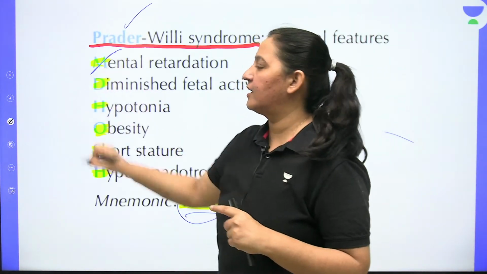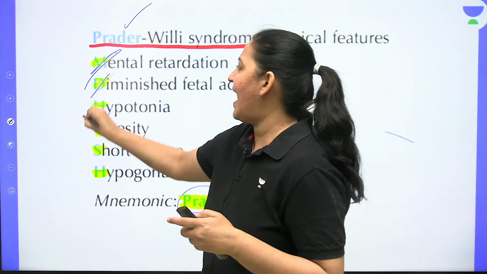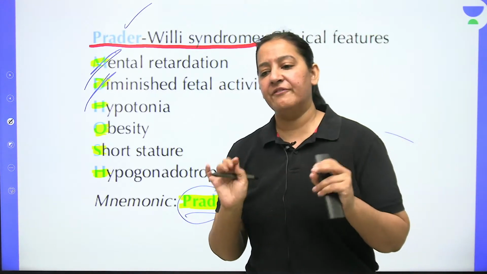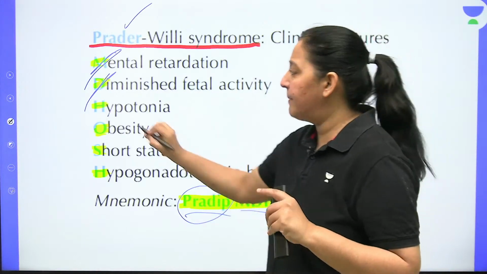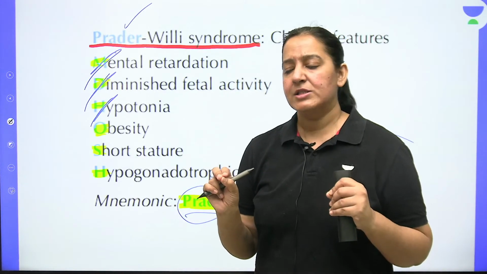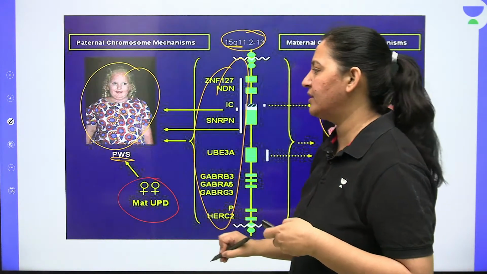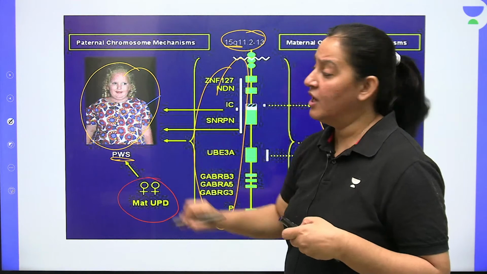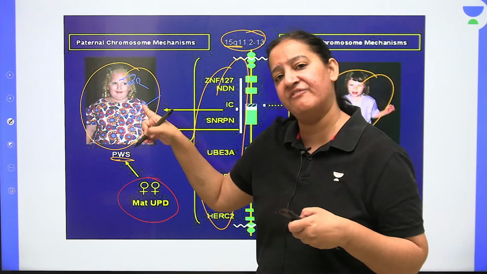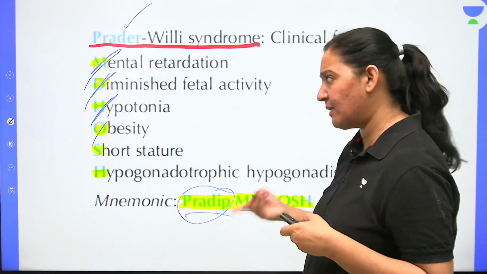Madhosh ka M is mentally retarded. So the person with Prader-Willi is mentally retarded. It is diminished fetal activity. When such a child is a fetus inside the uterus of the mother, the fetal activity is very diminished. It is hypoactive. Because of the hypotonia, the child is hypoactive and shows minimum fetal activity. So fetal activity is hardly felt by the mother. The child is obese. I have told you in the diagram also, this girl is obese. She is mentally retarded. She is very hypotonic. The tone in the muscle is less. That's why fetal activity is less.